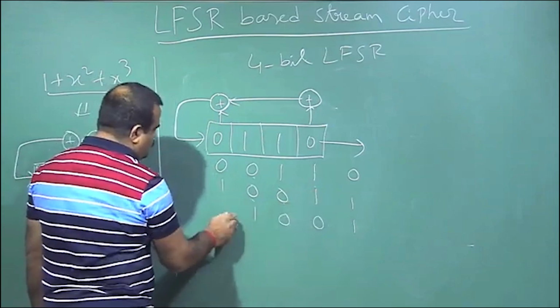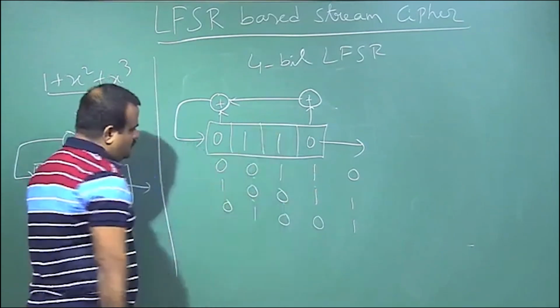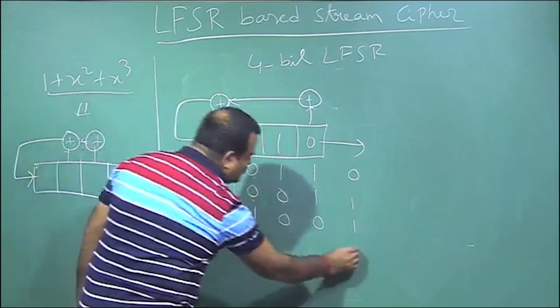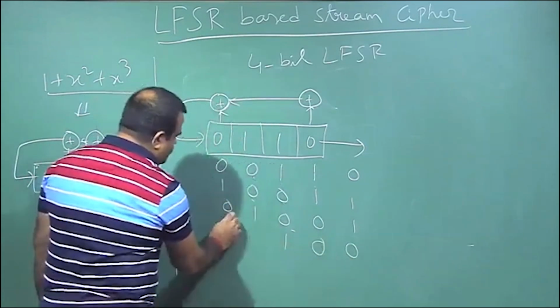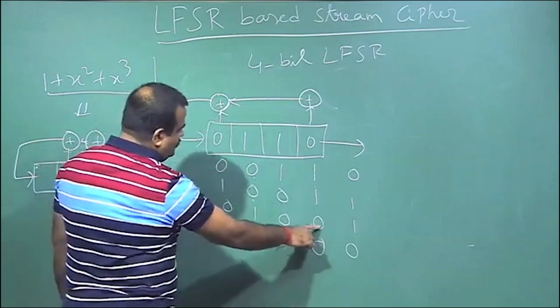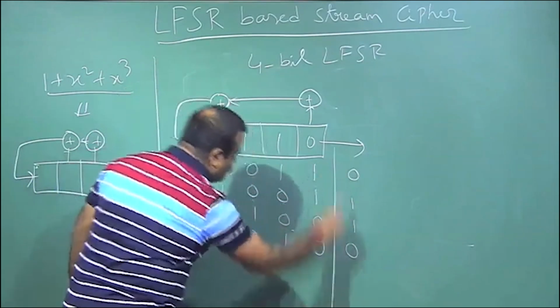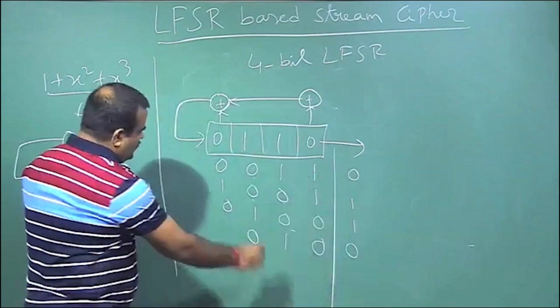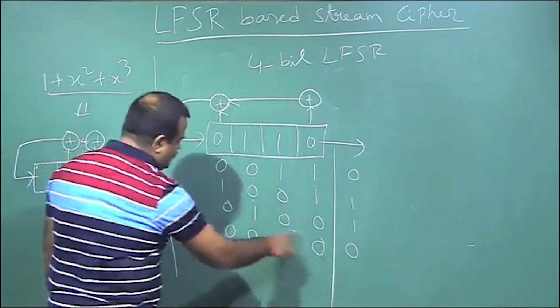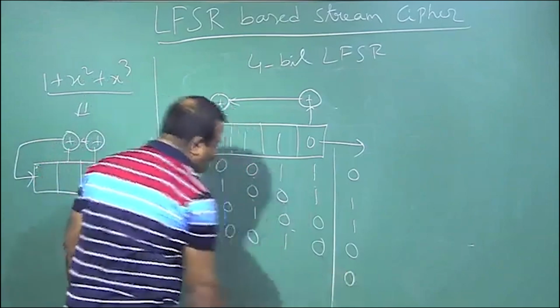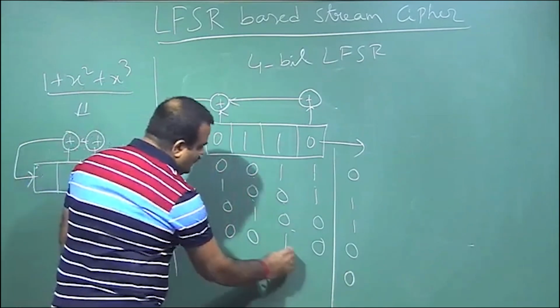In this bitwise XOR, this is 0. In the next clock, this 0 will come here, this will come here, this will come here, and we XOR this and this. So, this is the key stream bit actually. This and this give 0 again. Then this is the current state. This will come here and this will come here.